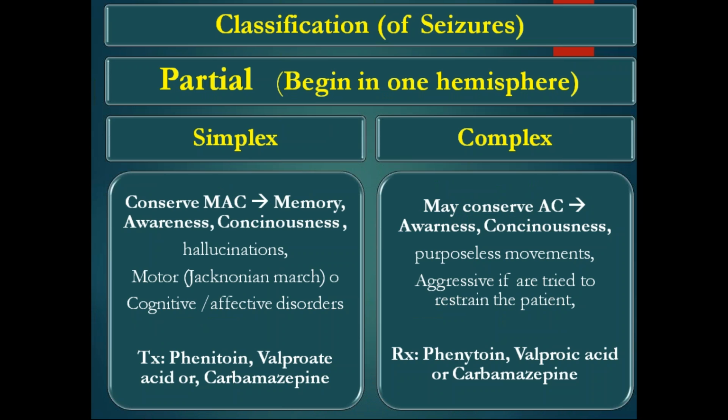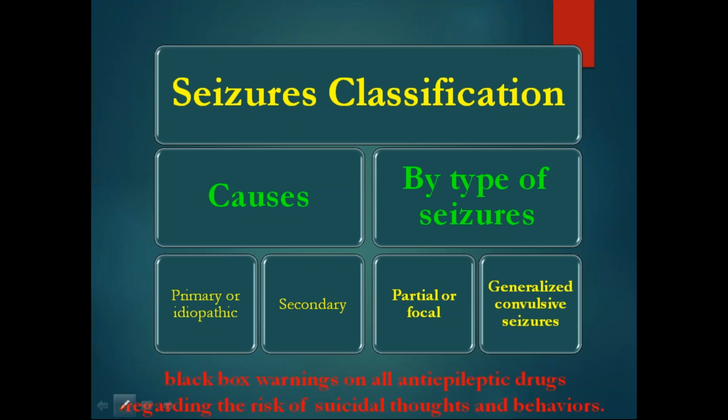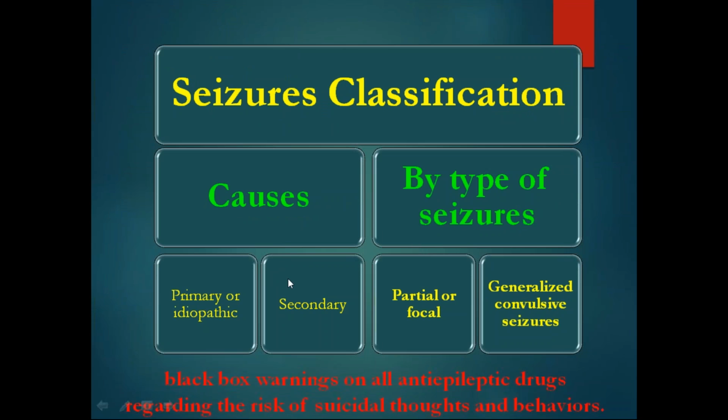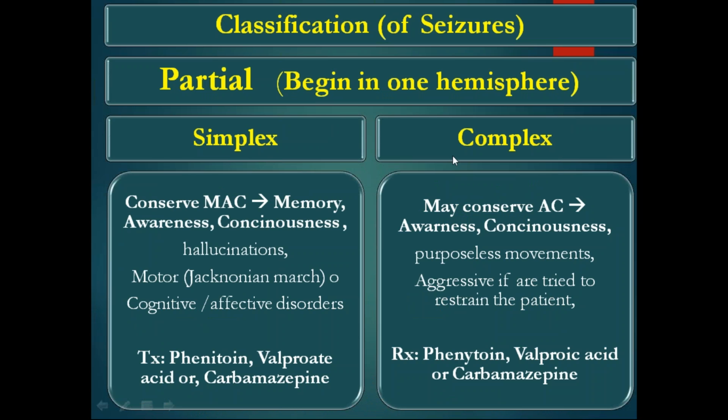All right, so here we have the first classification. Remember, please: partial or generalized. Partial is divided into simple and complex. In the partial, these patients are mostly conscious, which means awake. The simple is always awake. The complex can be awake, or can involve loss or no loss of consciousness.